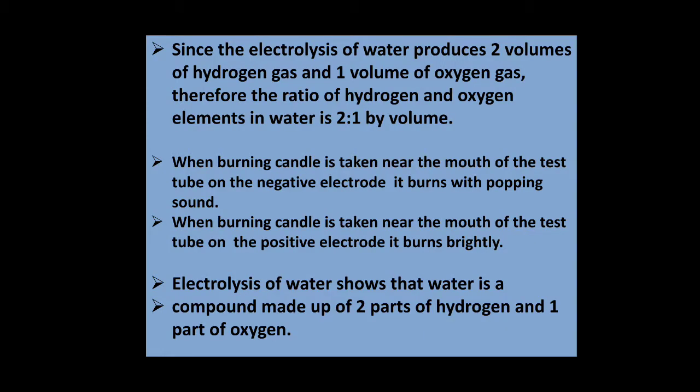Since the electrolysis of water produces two volumes of hydrogen gas and one volume of oxygen gas, the ratio of hydrogen and oxygen in water is 2:1 by volume. When a burning candle is taken near the mouth of the test tube on the negative electrode, it burns with a popping sound. When a burning candle is taken near the mouth of the test tube on the positive electrode, it burns brightly. Where the popping sound occurs, that is hydrogen gas, and when the candle burns brightly, that is oxygen gas. Electrolysis of water shows that water is a compound made up of two parts of hydrogen and one part of oxygen.